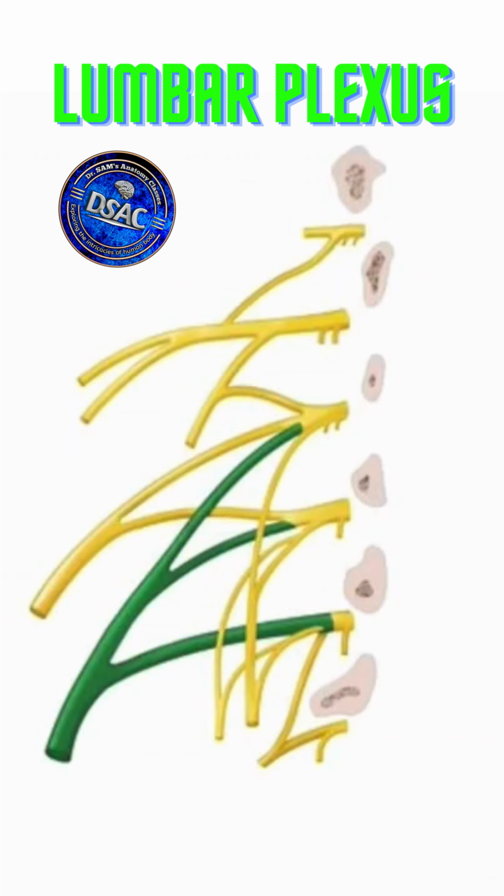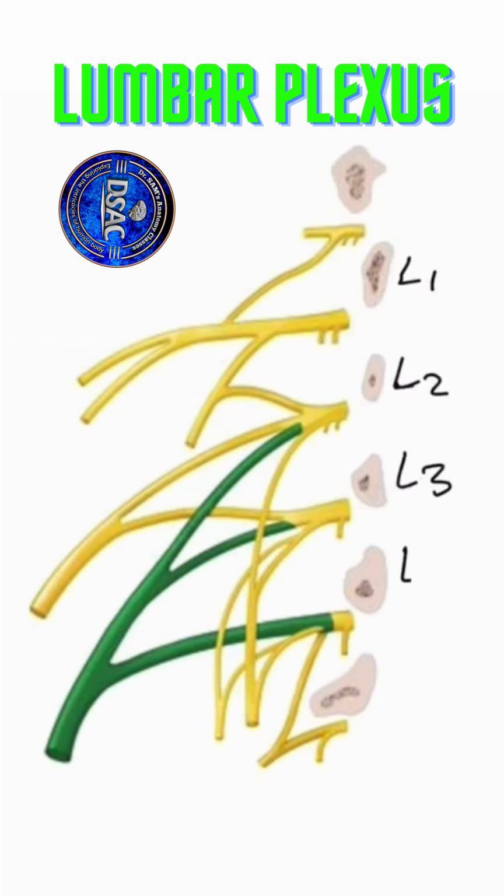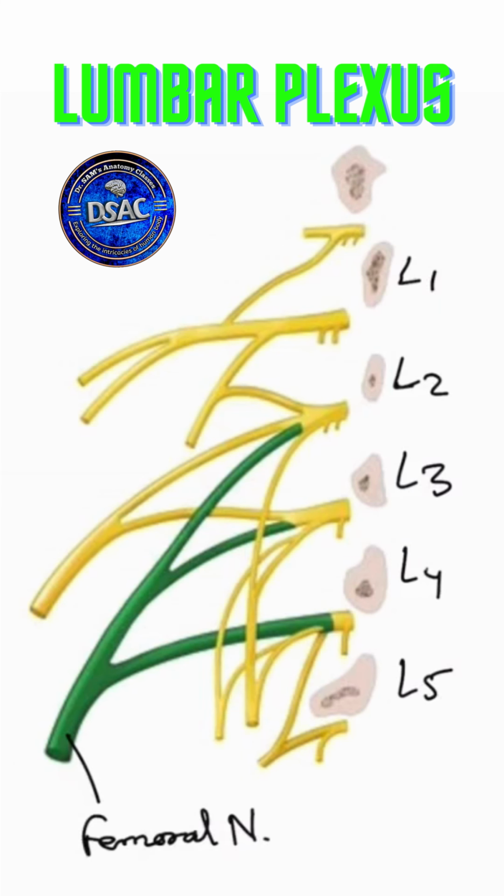This you're seeing is lumbar plexus, and this one is L1 vertebra, L2, L3, L4, L5. And you know these lumbar spinal nerves, they emerge from below the numerically corresponding vertebrae. So these are the anterior primary rami of the spinal nerves L1, L2, L3, L4. So the green color one you're seeing is femoral nerve. It's arising from the dorsal division of the anterior primary rami of L2, L3, L4.